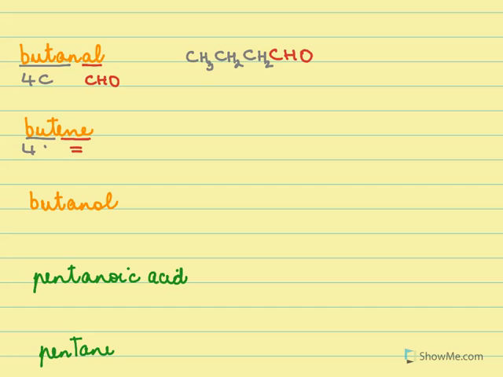But 4 carbon double bonds. So 1, 2, 3, 4. Now the double bond can be in any place. I will always put it in the first place to make things easy for you, and then we can learn how to put it in different places and see how the molecular formula changes slightly.